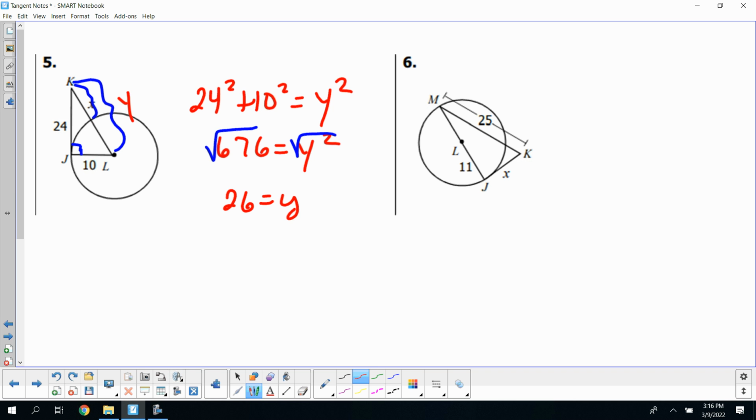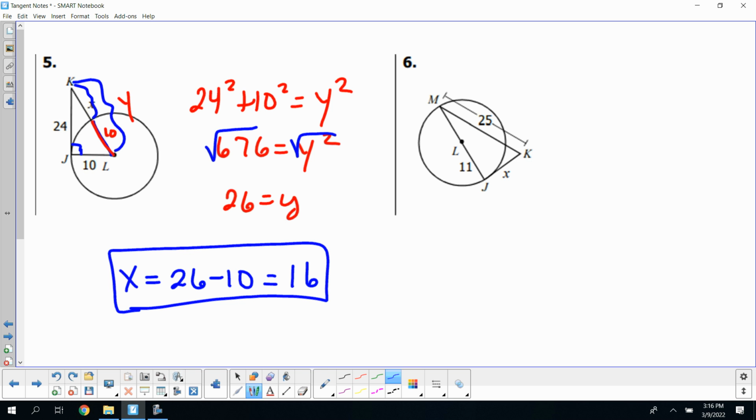Okay, but they ask us to find X. So we know from here to here, put it in red, from here to here is going to be 10. So my X is going to be equal to 26 minus 10, which is going to give me 16. Okay, I want you to do number 6, find X, and put that in your Ed puzzle.